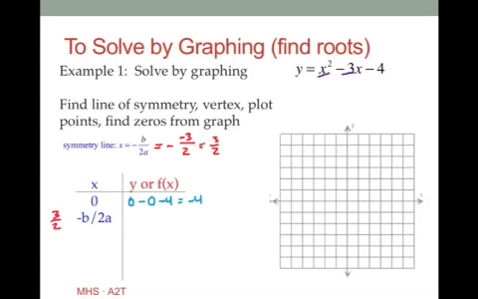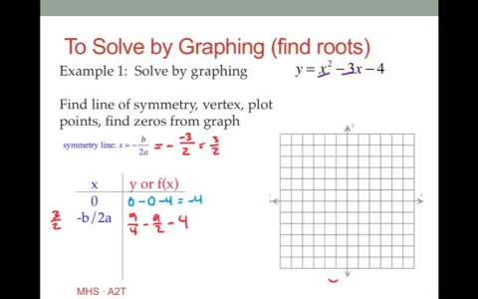Now I'm going to plug in that line of symmetry point, that x value that we had just a second ago, 3 halves. I'm going to plug that into our function and see what we get. And I'll get 9/4, that's x squared, minus 9 halves. 3 times 3 halves is minus 9 halves. Minus 4. Again, lots of yucky fractions.